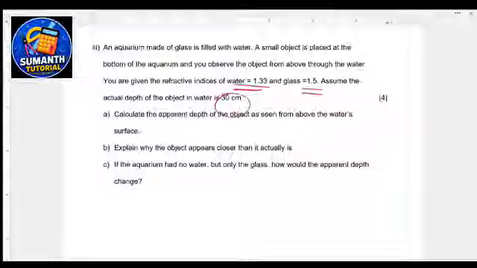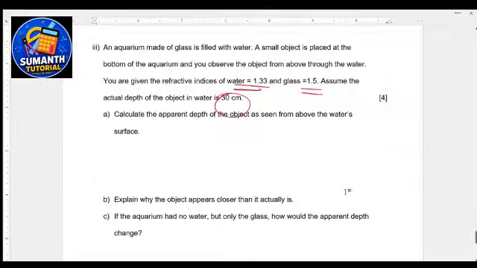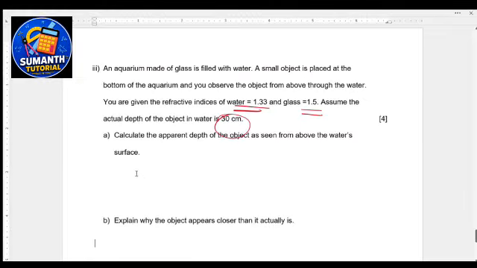So what we are going to do? We are going to calculate the apparent depth from the surface, and explain why the object appears closer than it actually is. If the aquarium had no water but only the glass, how would the apparent depth change? See, it's very simple. Use only one formula. So I will guide you.